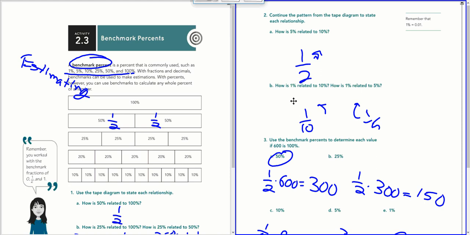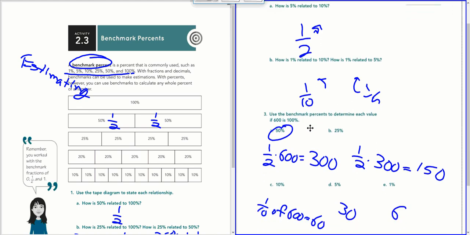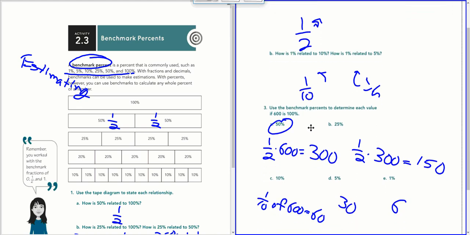And we know it takes 1 times 10 is 10. So 1 is 1/10 of 10. And 1 is 1/5 of 5. Okay, so number 3 says use the benchmark percents to determine each value if 600 is 100%.